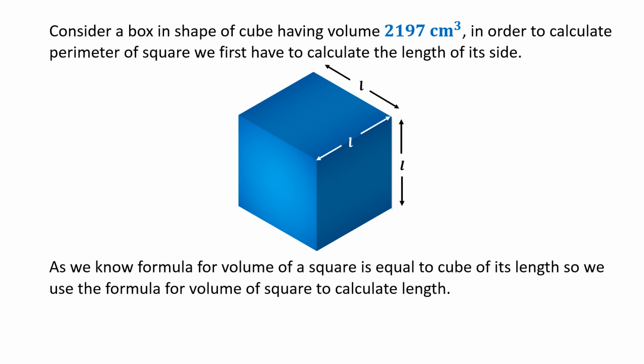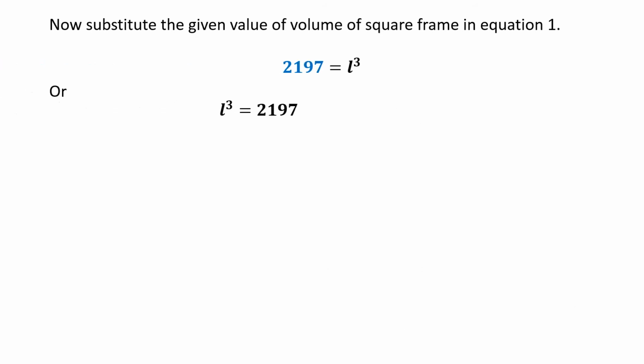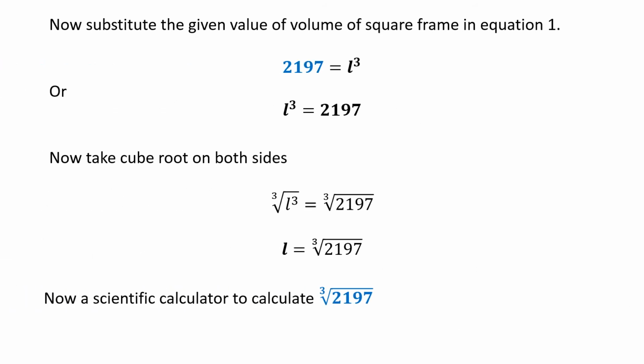As we know, the formula for the volume of a cube is equal to the cube of its length, so we use the formula for the volume of a cube to calculate length. Now substitute the given value of the volume in equation 1, and then take the cube root on both sides. Now we have length equal to the cube root of 2197. To calculate this, use a scientific calculator.